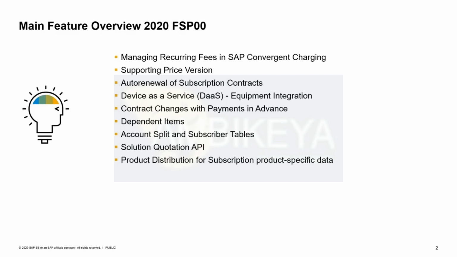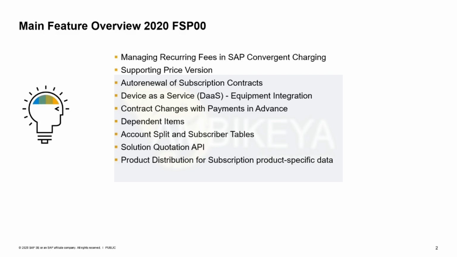Dependent items is a very good feature developed by the CI team, and we have found a good use case of how this can be used in an end-to-end scenario with partner settlement. Then account split is a topic we introduced in 1909, and in this release, we did an improvement on how mapping tables are created in an account split scenario based on customer feedback again.